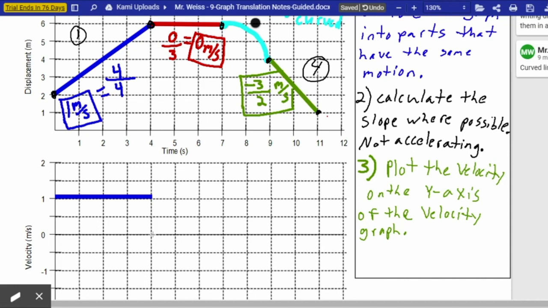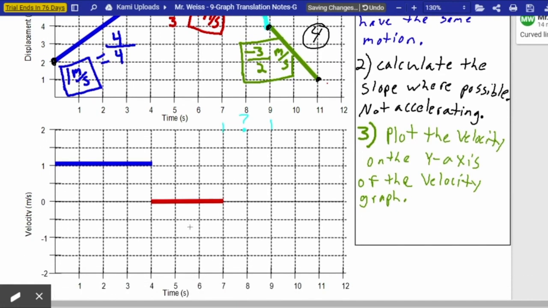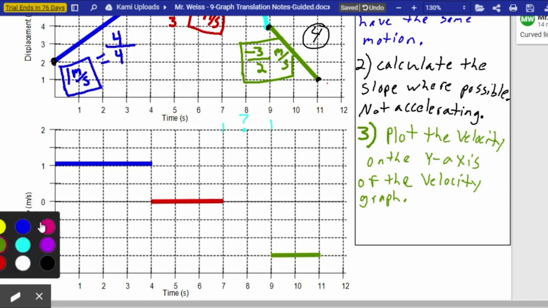Now let's look at line number 2 and translate that motion over. Well, we said line number 2 had a slope of 0 and that was present from 4 to 7 seconds. So for 4 to 7 seconds, we're going to find 0 on the velocity axis and draw another horizontal line. We're going to skip over line number 3 at this point. We'll just put a question mark there because, like we said, we don't know what the slope of that line is, so we can't draw it on our velocity versus time graph at the moment.